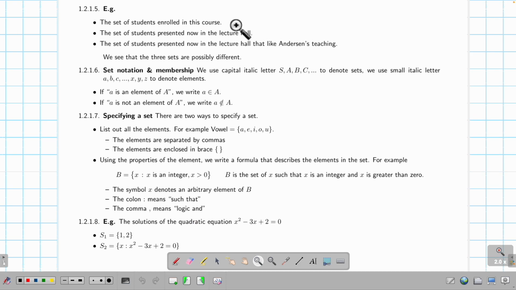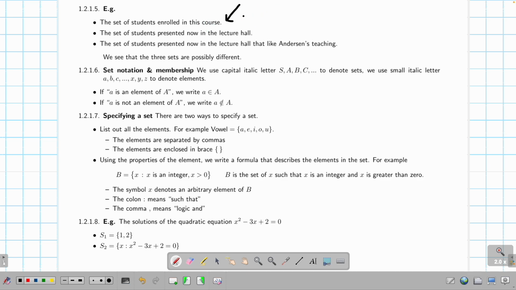All the students enrolled in this module is a set. All the students now in this room is a set. All the students here who like my teaching is also a set. And we can see that these 3 sets have different relationships. There exists somebody enrolled in this module but not present in this classroom right now, right? So this set is a bigger set than this set. So we say that the set below is a subset of the first set.